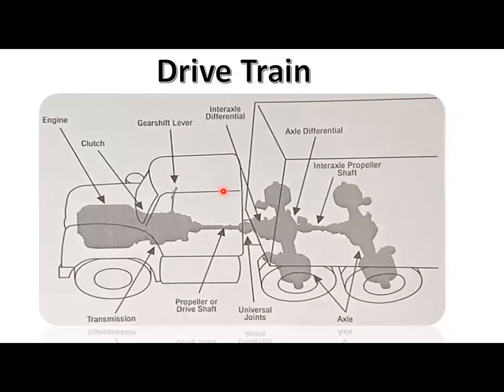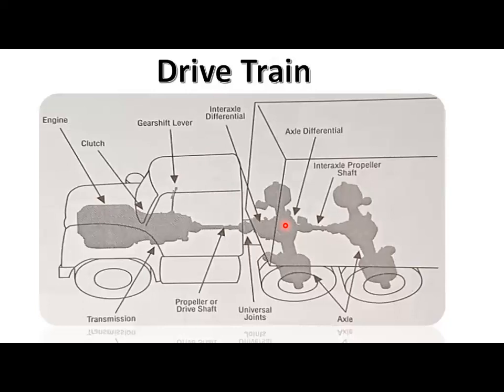This is because of the drivetrain, which includes the engine assembly, which is, of course, the source of power, and the clutch group, which is located between the engine assembly and the transmission assembly. And you get the propeller shaft, which has a universal joint between the ends of the propeller shaft or drive shaft. And then you have rear axles or differential gears.